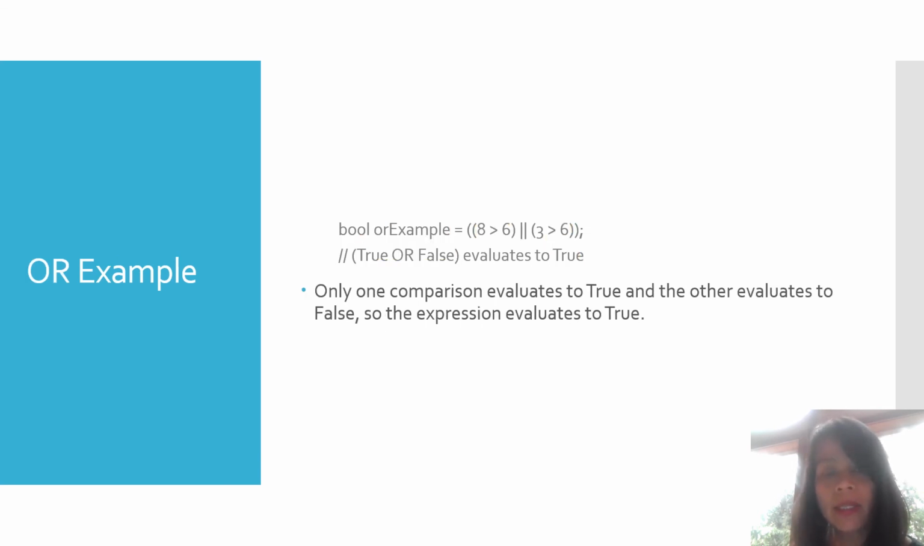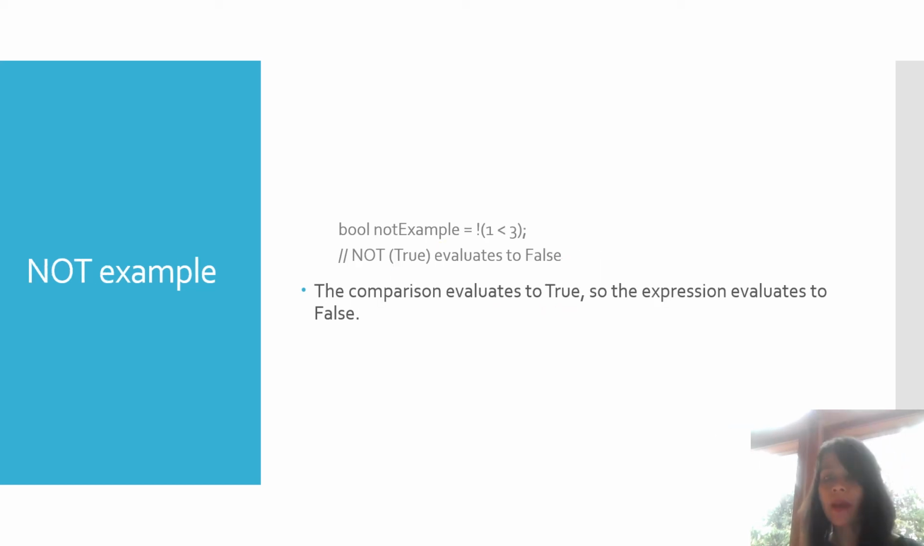And the OR example is: if 4 is more than 6 or 3 is more than 6. Obviously 3 is not more than 6, so the second expression is false. But the first expression is still true, so it evaluates to be true. So only one comparison evaluates to be true, the other evaluates to be false, so the expression still evaluates to be true. In the NOT example, it can take a little while for you to wrap your head around it, but if this expression is not true, then it will be true. But if this expression is true, then it will evaluate to be false, which is what happens in this situation.